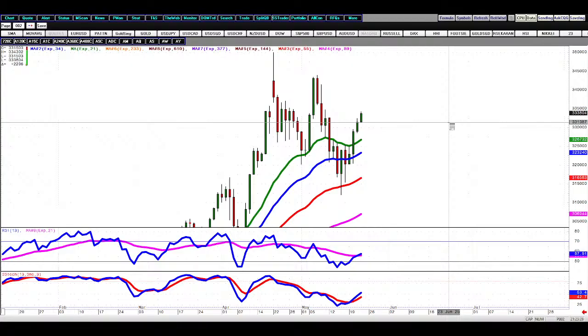Okay, Hanseng and Nikkei. Hanseng is right now... I can share the chart. Okay, let me see.